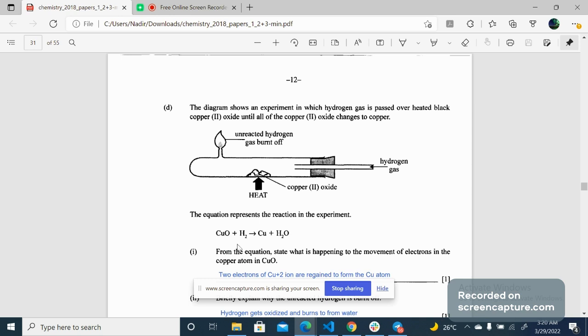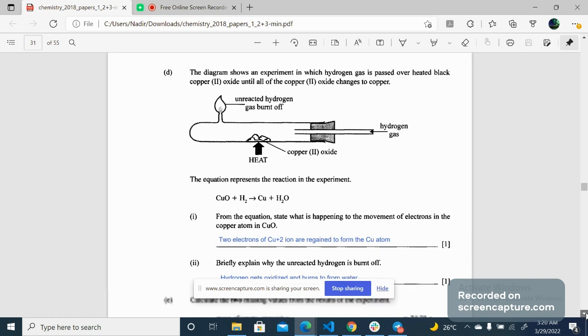Copper 2 oxide reacts with hydrogen and gets reduced. Hydrogen is working as a reducing agent here, and itself is getting oxidized, and copper 2 oxide is working as an oxidizing agent for hydrogen, and in turn it is getting reduced. So it is getting reduced into copper. So this is the process, and this is the equation.